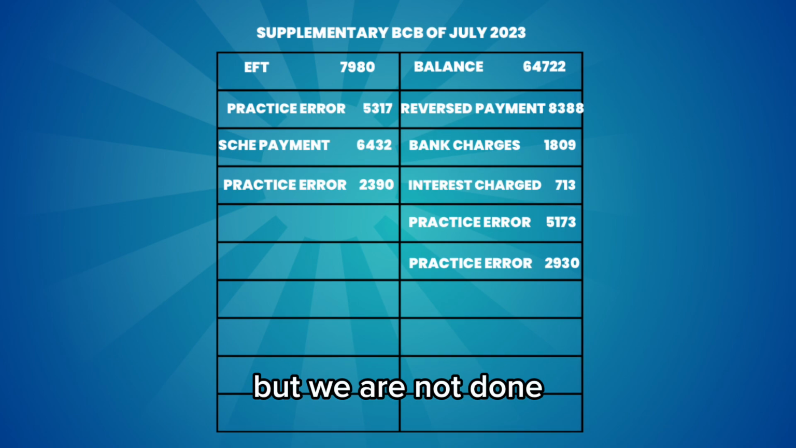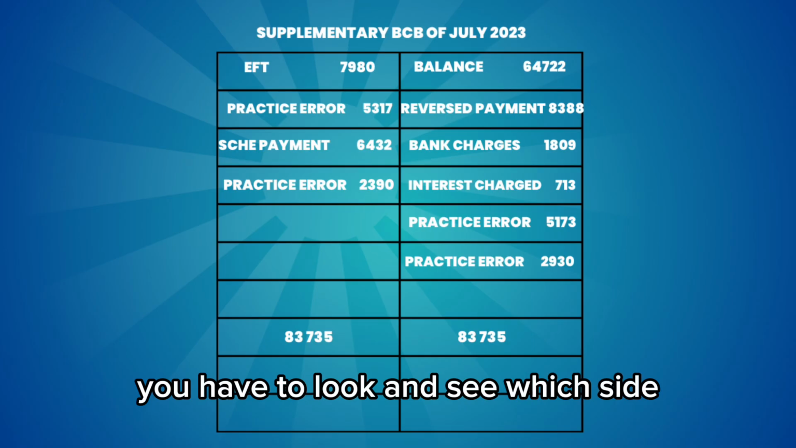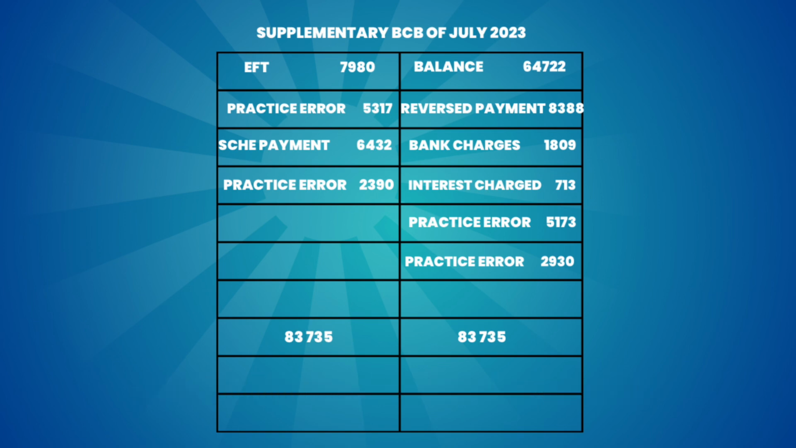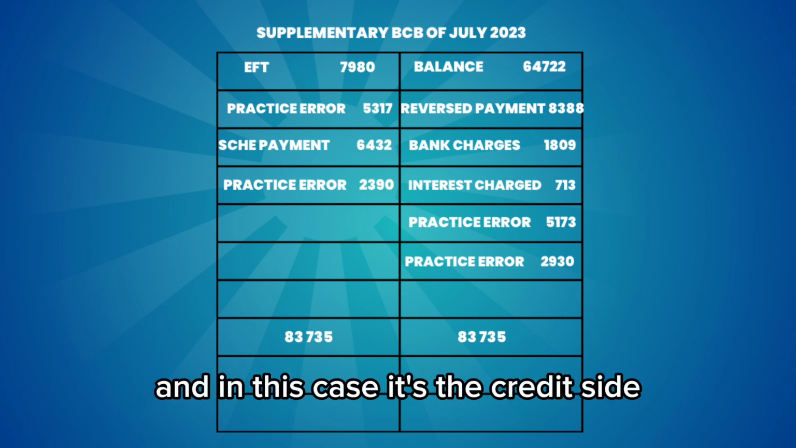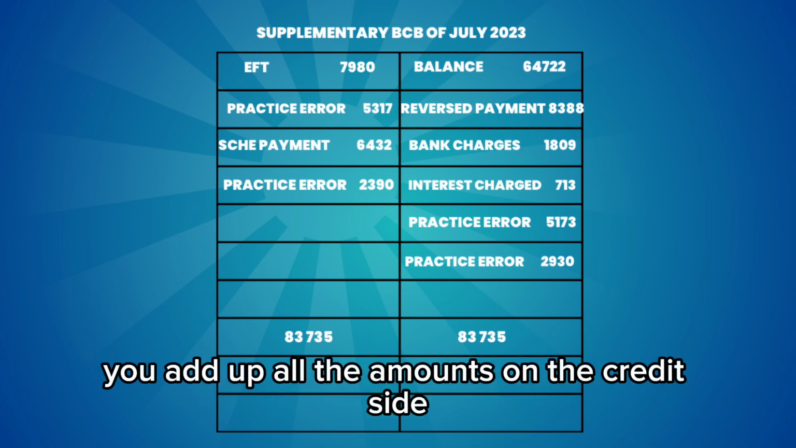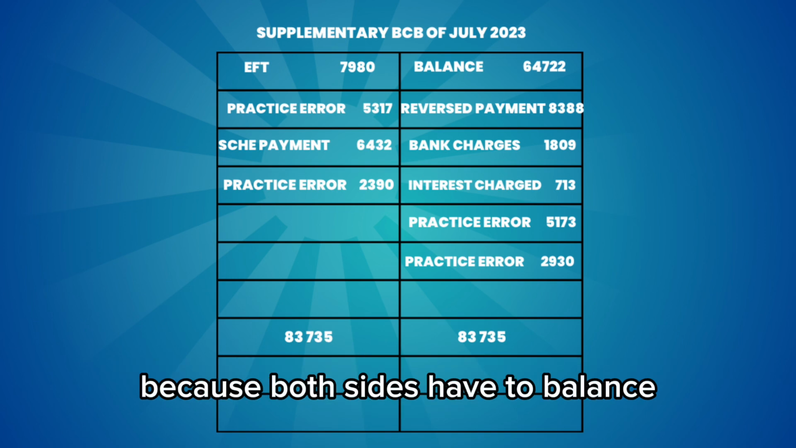But we are not done. Let's look at the supplementary cash book. You have to look and see which side carries the most amount of money. And in this case, it's the credit side. Now what you do from here is you add up all the amounts on the credit side and put them under both the debit and credit side because both sides have to balance.